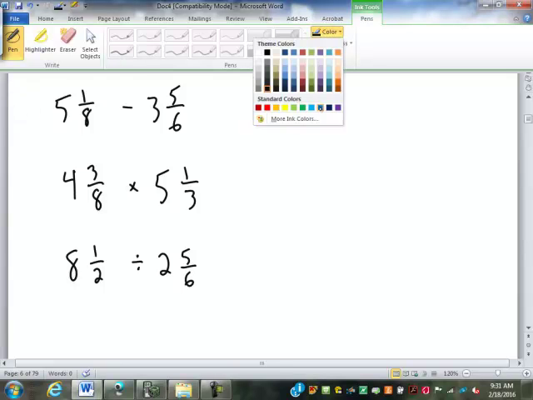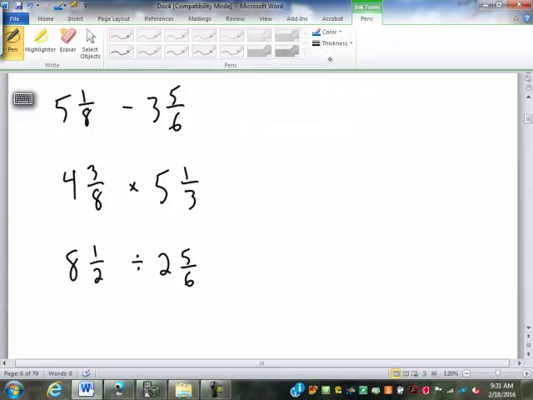Okay, let's take a look, see how these went for you. So for our first one here, 5 1/8 minus 3 5/6.